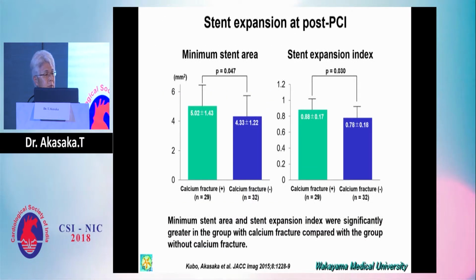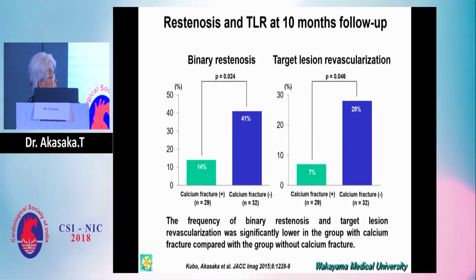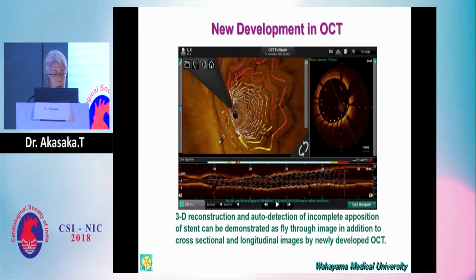And this is the result with or without calcium fracture. If you have the calcium fracture and you put a stent, you can get a bigger minimal stent area, and the stent expansion index is better than in the case without calcium fracture. And this is the 10-month follow-up data of target lesion revascularization. If you have a calcium fracture, you can get a bigger stent area and better stent expansion, and reduce binary restenosis and target lesion revascularization, as shown in this slide. So it is important to identify the calcium fracture.